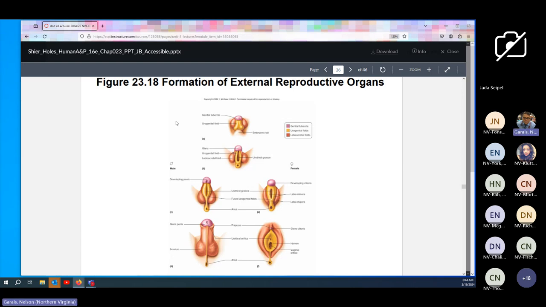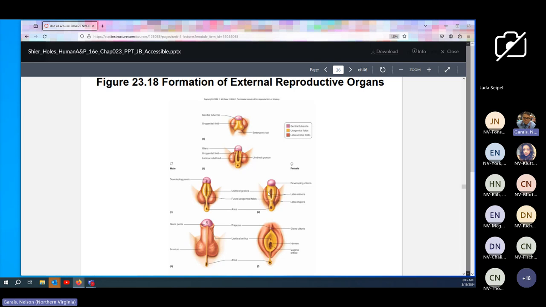It goes once week four, week five start kicking in. Then there's going to be formation of external reproductive organs secondary to the response of your primary sexual characteristics. So if my patient is XY chromosome, they're going to go down the Wolffian pathway, and this genital tubercle and the urogenital fold will start developing into the glans penis and the penis shaft.